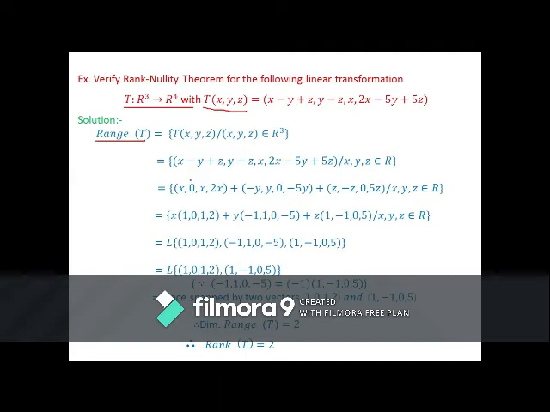What is T of (x, y, z), dear friends? T of (x, y, z) is given as x minus y plus z as the first component, y minus z as the second component, x as a third component, and 2x minus 5y plus 5z as a fourth component. So this is T of (x, y, z). Because this T of (x, y, z) is in R4, we have 4 components. This is a quadruple.